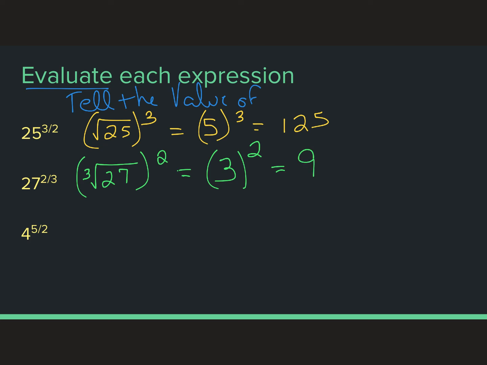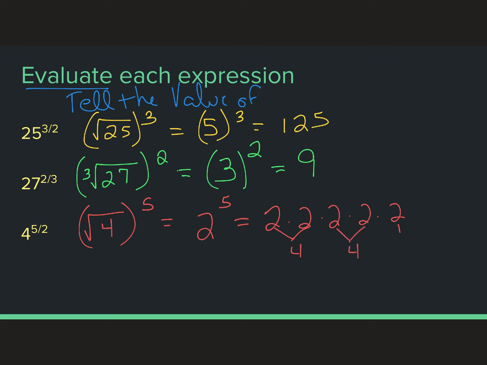And if I have 4 to the 5/2, that is the square root of 4 to the 5th power. Well, the square root of 4 is 2, to the 5th power. That is 2 times 2 times 2 times 2 times 2. Sorry, let me write that down. 2 times 2 is 4. 2 times 2 is 4. And this 2: 4 times 4 is 16. Times 2 gives me 32. Okay, not too bad to find the value of.